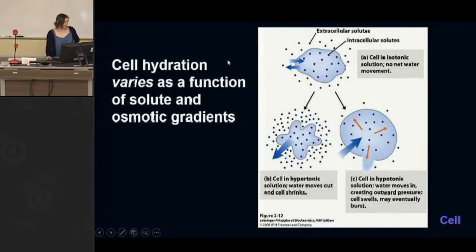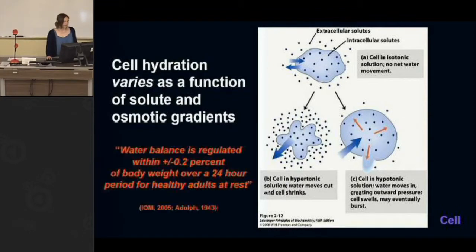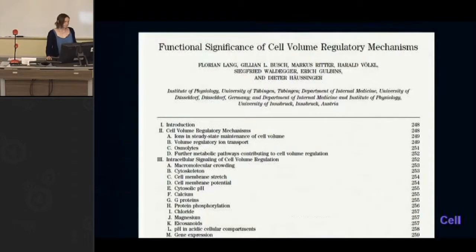So cell hydration varies as a function of solute and water movement, all of the solute in and out of cells. And this makes it different again from total body hydration, because total body water we believe stays stable to within 0.2% of body weight over time for health. The stability is a good thing, but for cell hydration, the variation is the good thing. So they're very different in that respect.